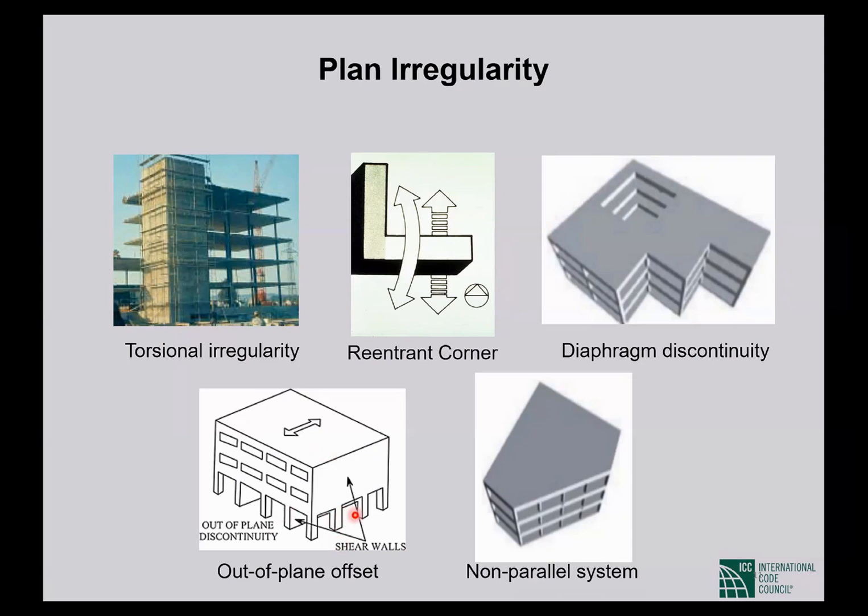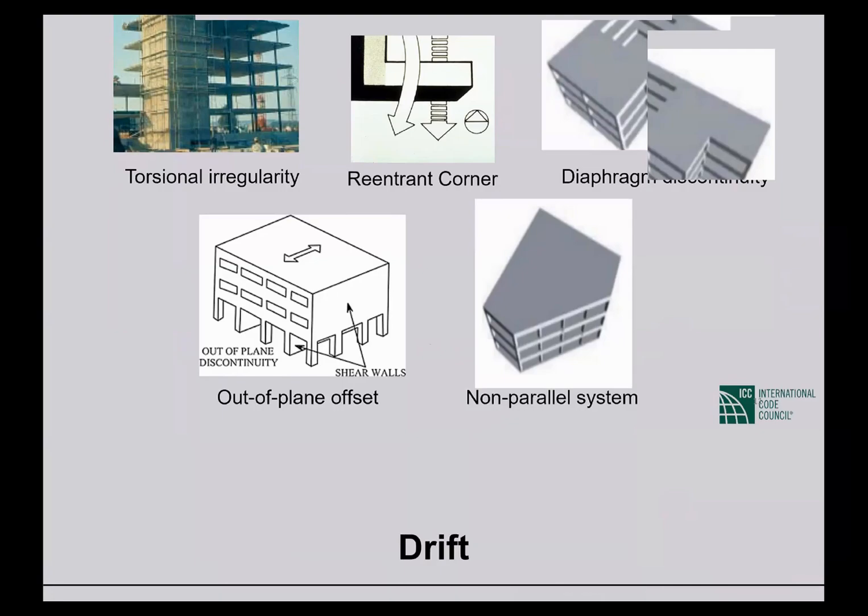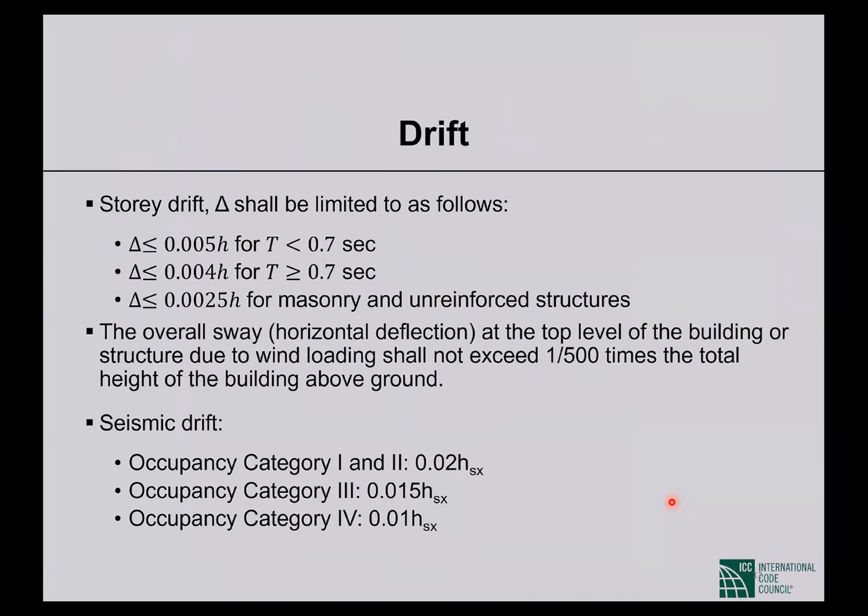So this is out of plane offset. And non-parallel system: if the grids of frames are not parallel, then they're called non-parallel system. So these are the irregularities that we have to be very careful about. Now, why do you need them? We'll see later. Now, another important topic that is included in chapter 1 is related to drift, allowable drift, serviceability.